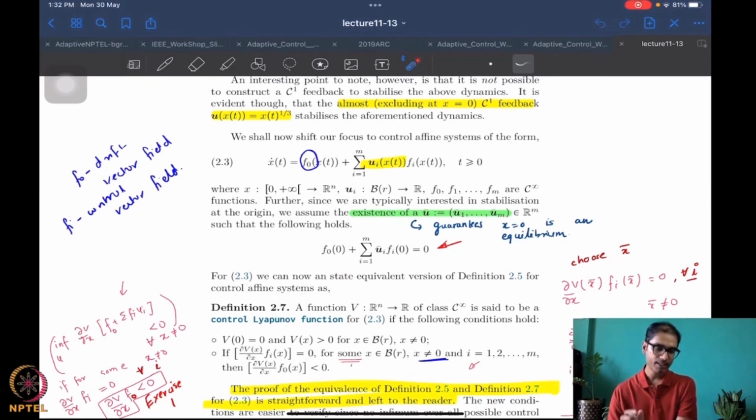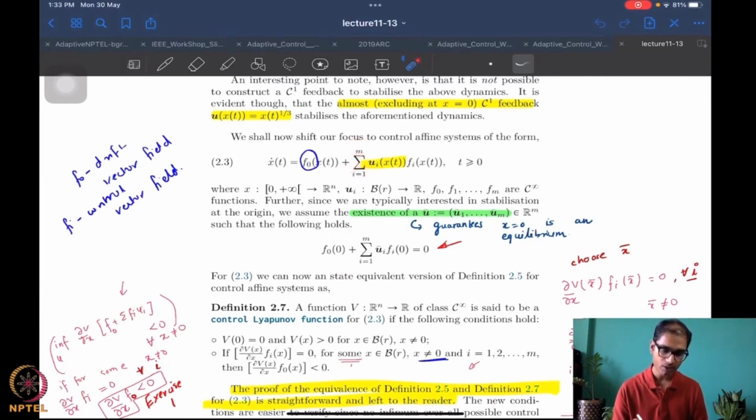So the first thing is we look at what are called control affine systems. What is a control affine system? It is essentially a nonlinear dynamical system where the dynamics are linear in the control. Control affine means linear in the control, and usually it is written as x dot is f0 plus summation ui fi, ui times fi, where i ranges from 1 to m. So there are m controllers.